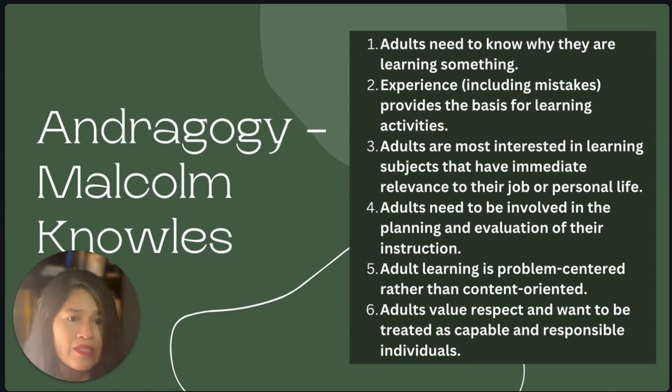Experience, including mistakes, provides the basis for learning activities. Adults are more interested in learning subjects that have immediate relevance to their job or personal life. Adults need to be involved in the planning and evaluation of their instruction. Adult learning is problem-centered rather than content-oriented. Adults value respect and want to be treated as capable and responsible individuals.